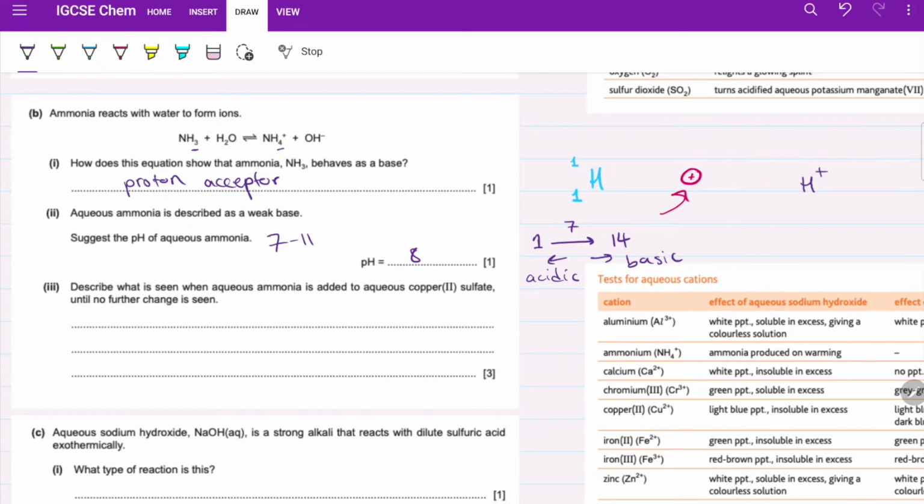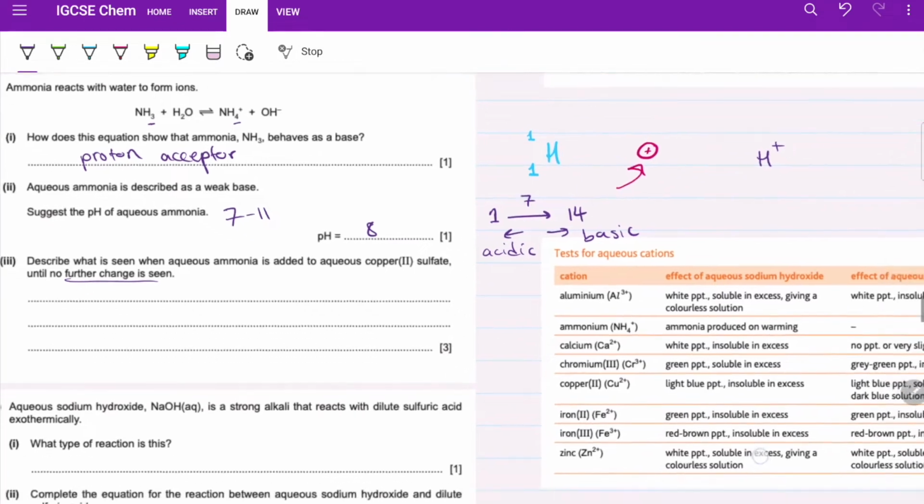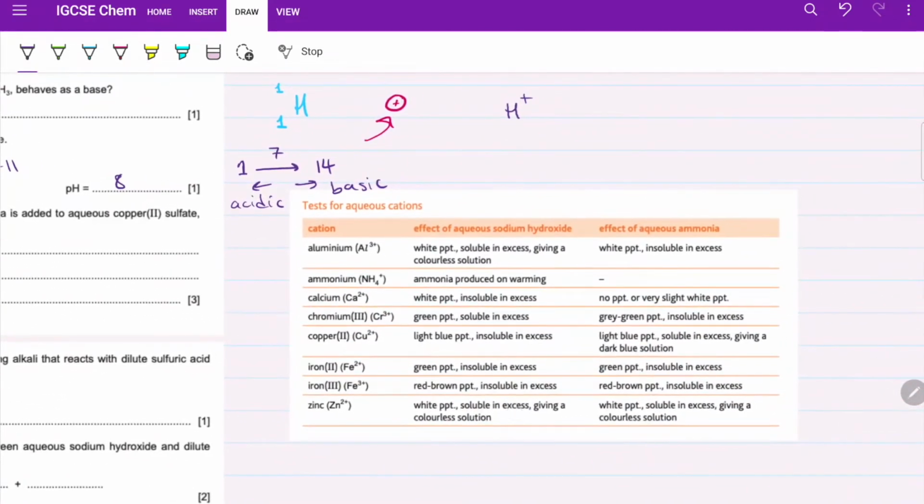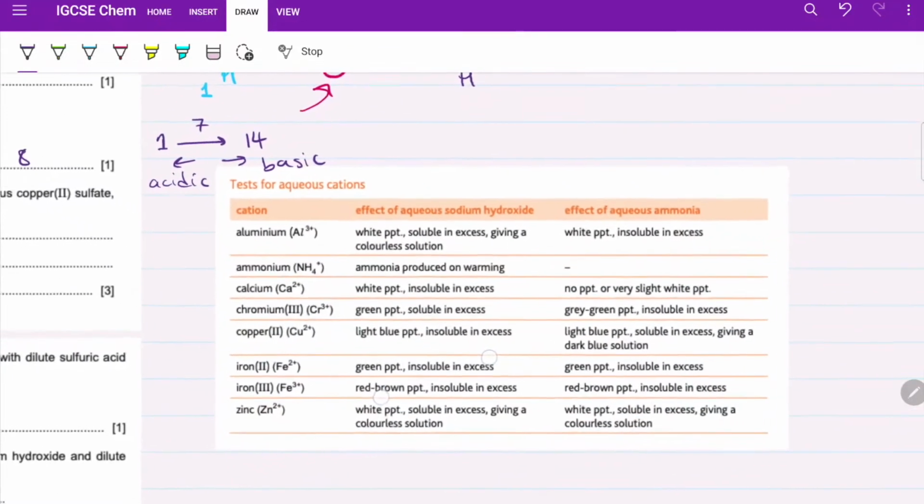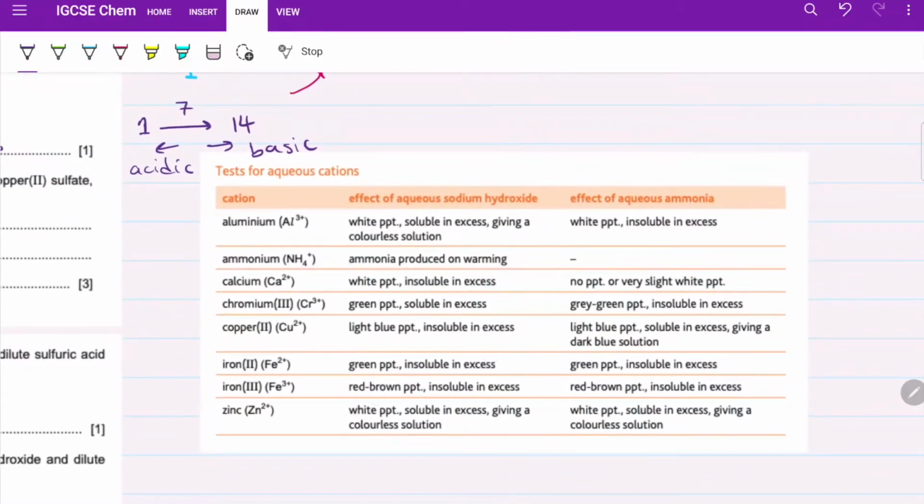Okay. Describe what is seen when aqueous ammonia is added to aqueous copper 2 sulfate until no further change is seen. Now, this is a test for aqueous cations. So cations have a positive charge. They're positive charged ions. All right, so if we check here, this is again in your syllabus, and with more practice, you'll get used to it.